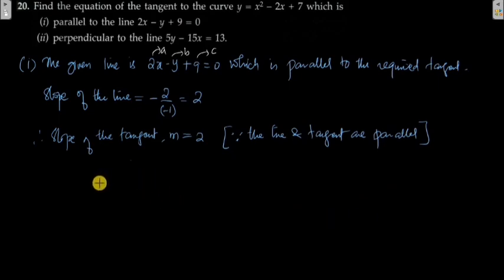Isn't it? Let me draw a rough diagram again. If this is your curve and this is your tangent at this point, my slope is 2, all of you know that. But my question is, what is this point? What is this x1 and y1? So how to find this?